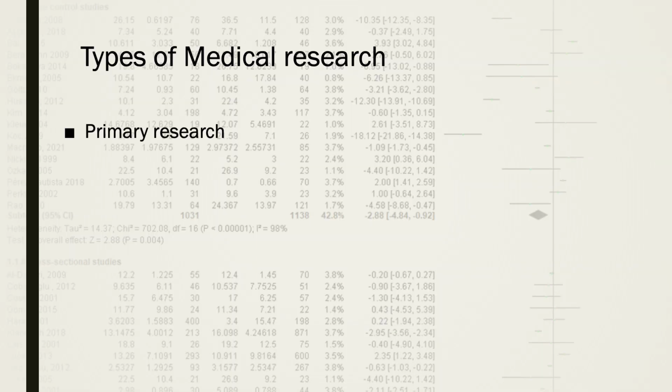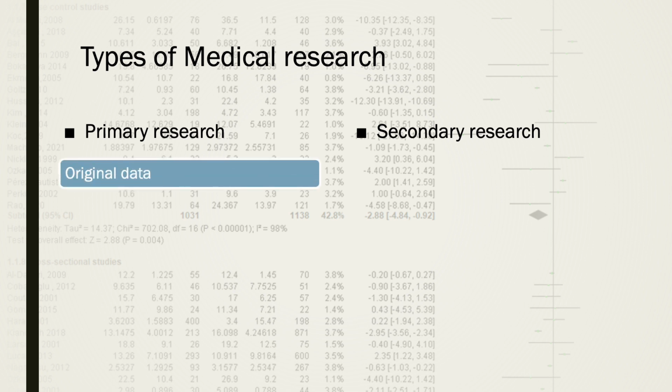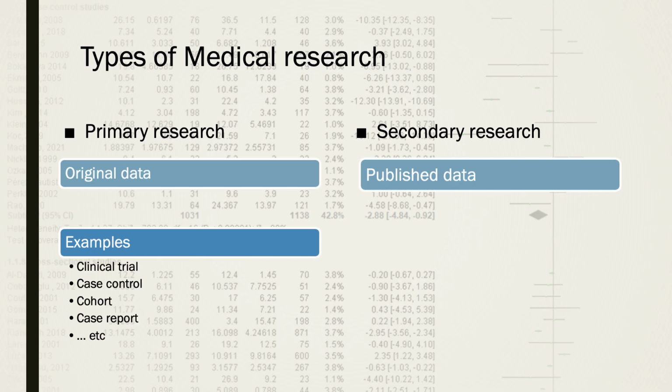Types of medical research: primary research and secondary research. Primary research means you have raw data and you build your own research question from this raw data, and you are the first to deal with this data. Mostly it is original data, and the many types of primary research include clinical trials, case control, cohort, and case report.